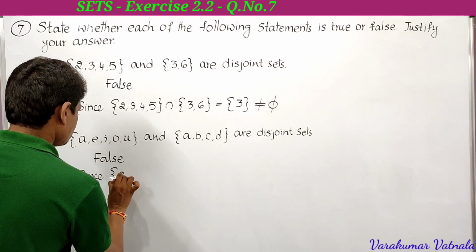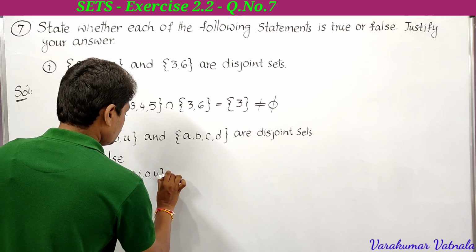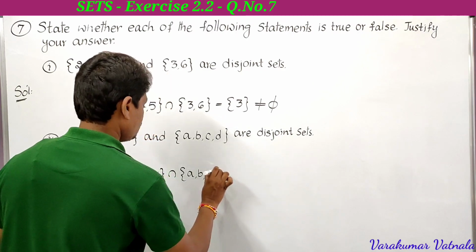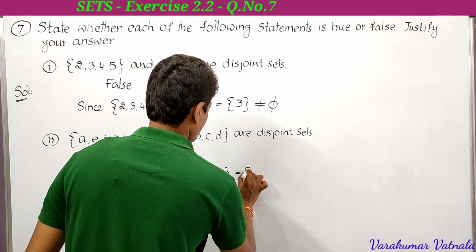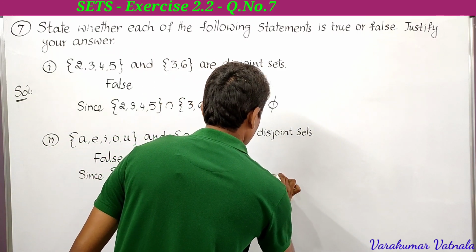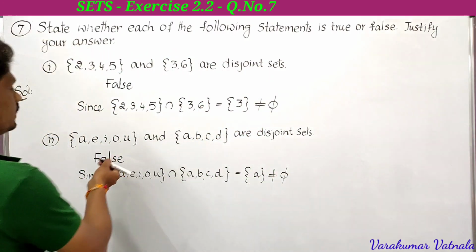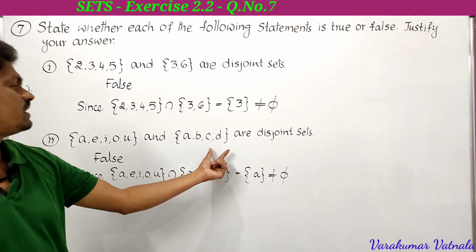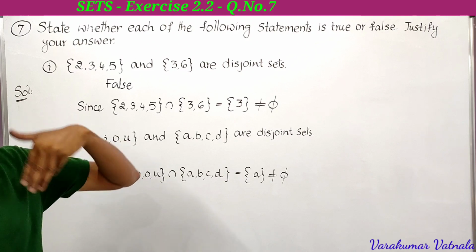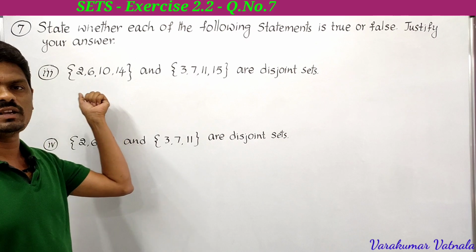So again you have to find the intersection. Since set of A, E, I, O, U intersection A, B, C, D is equal to, what is the common element? A is the common element. So that's all. So it is not equal to null set. Since their intersection is not null set, they are not disjoint, but he has given disjoint, hence it is false. So this is the first and second bit. So next we have to solve third and fourth bits.